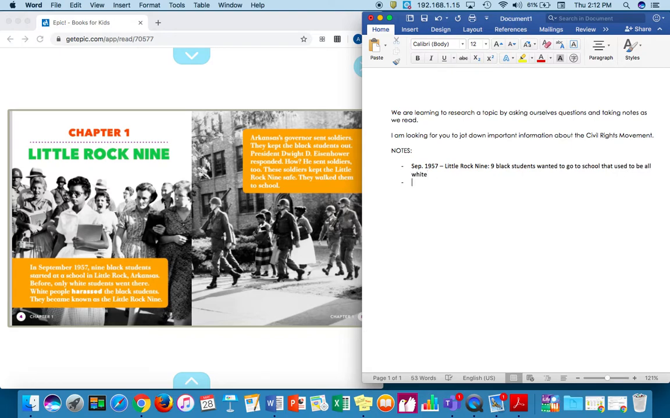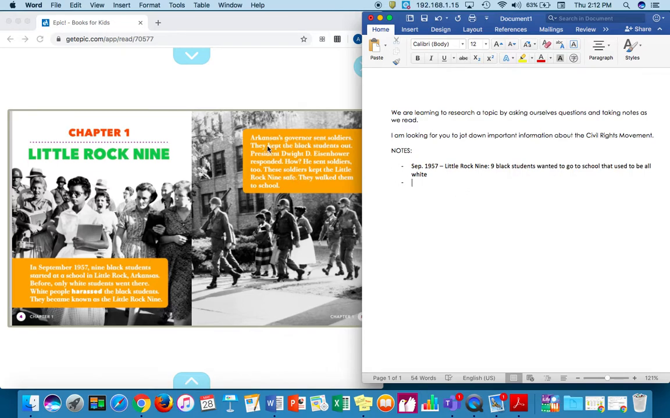I also want to point out that I'm taking notes on the computer. If you choose to take notes on your computer, that is up to you. You can also choose to take notes on paper in a notebook or just paper that you have, but you want to keep all of your notes together so you don't lose them. I'm going to keep reading.